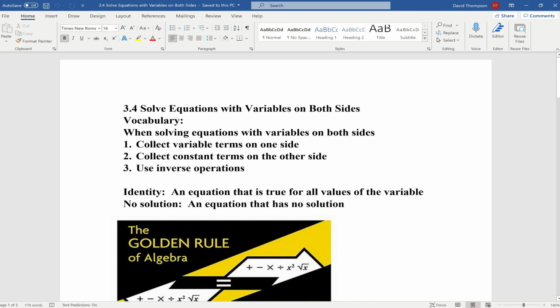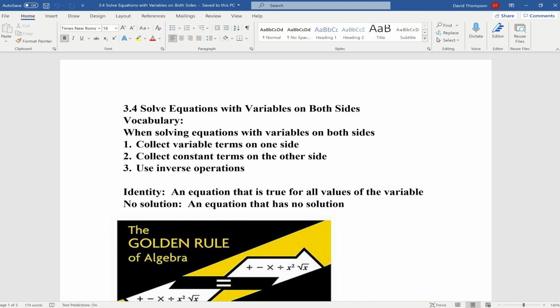Going to talk about solving equations with variables on both sides of the equation. First, our vocabulary and our rules. When solving equations with variables on both sides, we want to: 1, collect variable terms on one side; 2, collect constant terms on the other side; and 3, use inverse operations to solve.